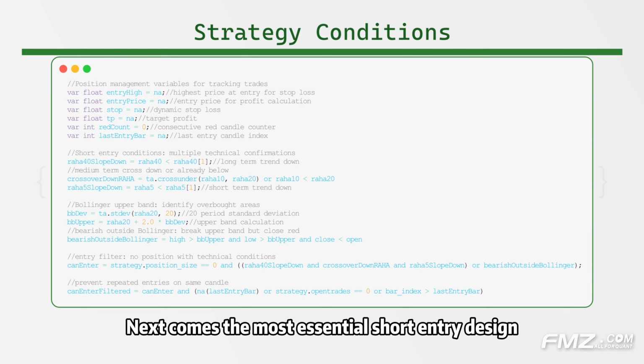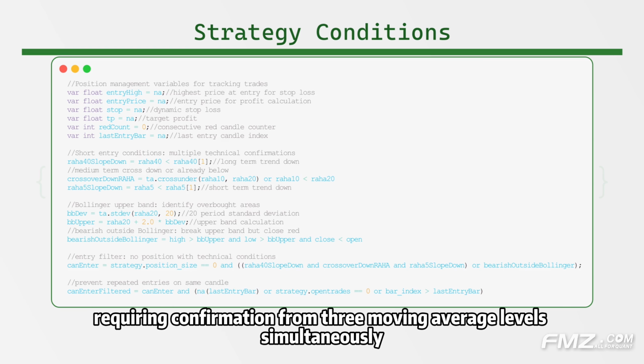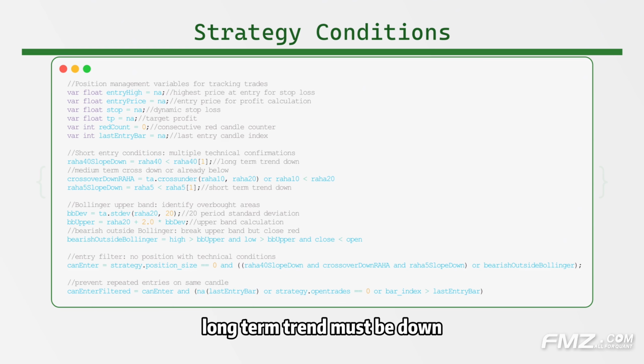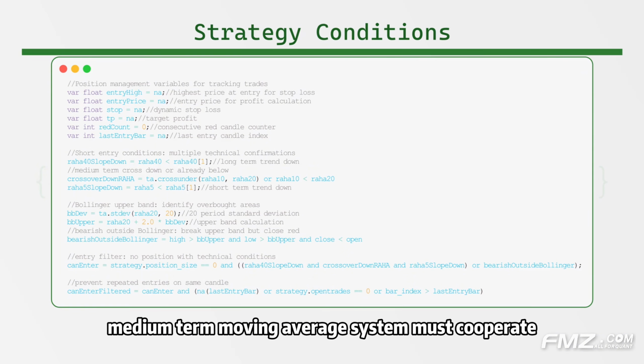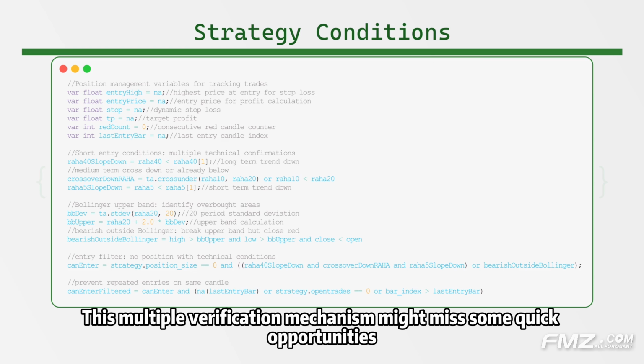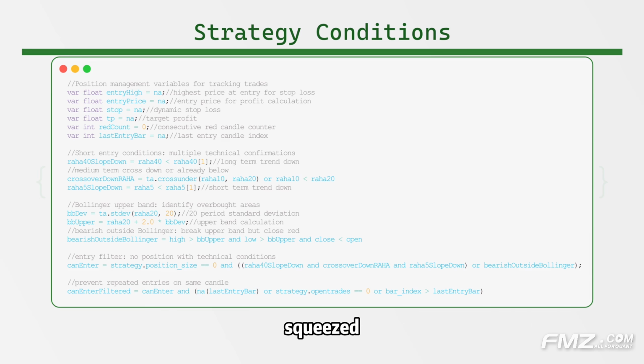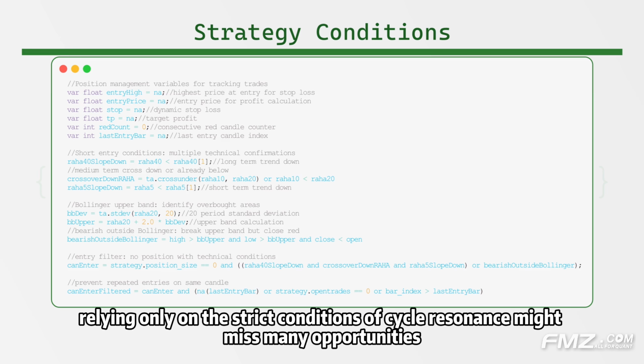Next comes the most essential short entry design. First, let us see a design that is sophisticated compared to amateurs, requiring confirmation from 3 moving average levels simultaneously. Long-term trend must be down, medium-term moving average system must cooperate, short-term momentum must also keep pace. This multiple verification mechanism might miss some quick opportunities, but can greatly reduce the probability of getting trapped or squeezed. Of course, relying only on the strict conditions of cycle resonance might miss many opportunities.